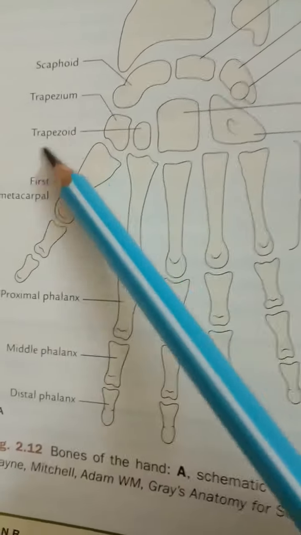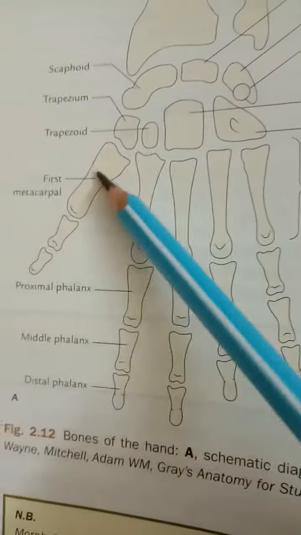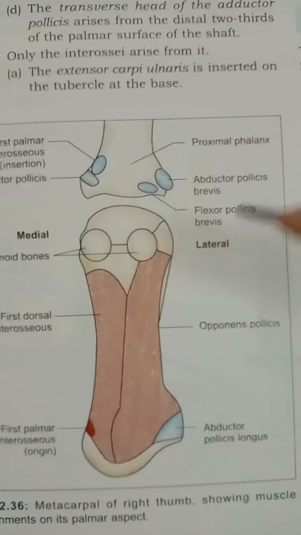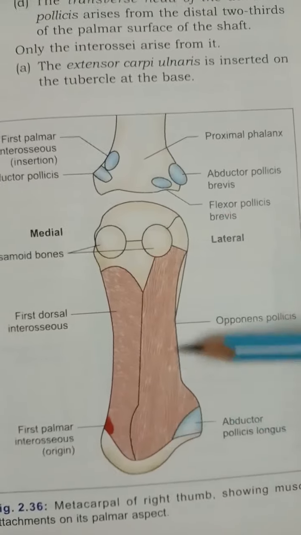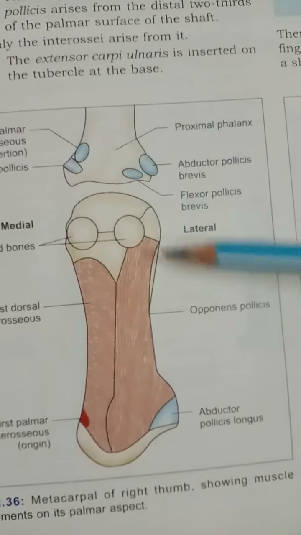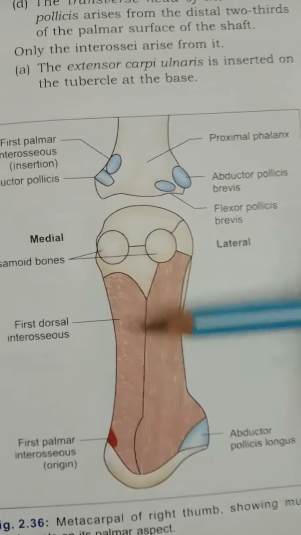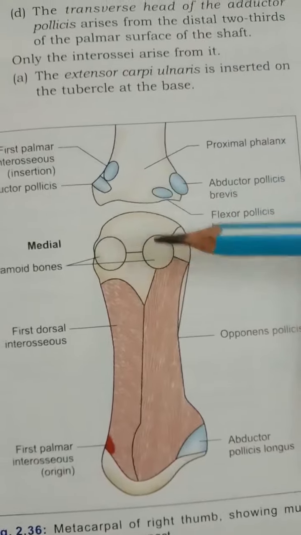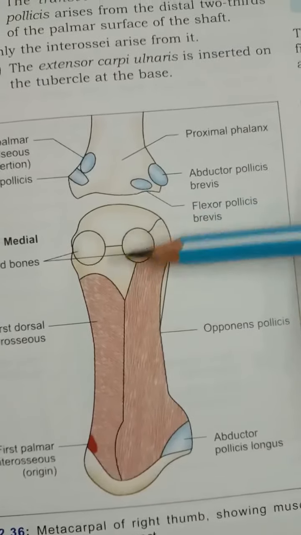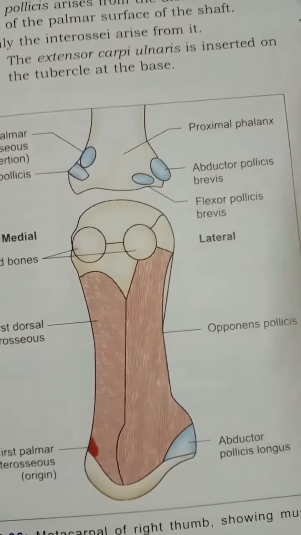Let's see the peculiarities of the first metacarpal bone. In the detail we should see another diagram. Here you can see the first metacarpal bone. The peculiarity is that the first metacarpal is the shortest and the stoutest bone, and it is rotated medially through 90 degrees, so that the dorsal surface faces laterally.